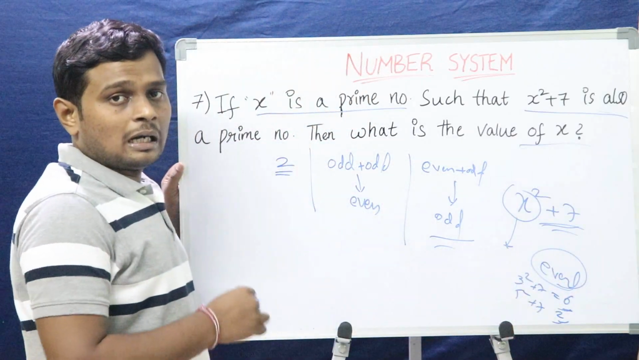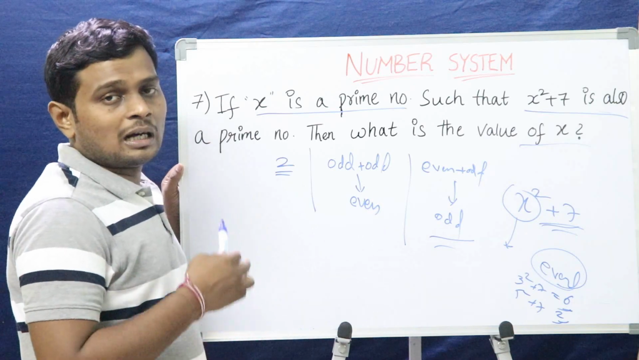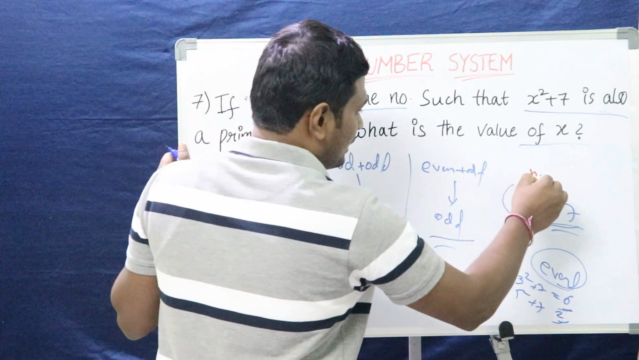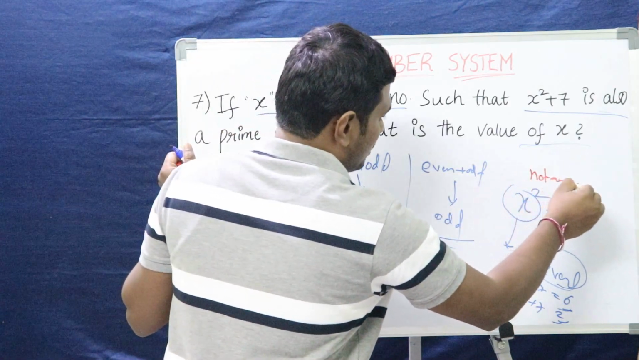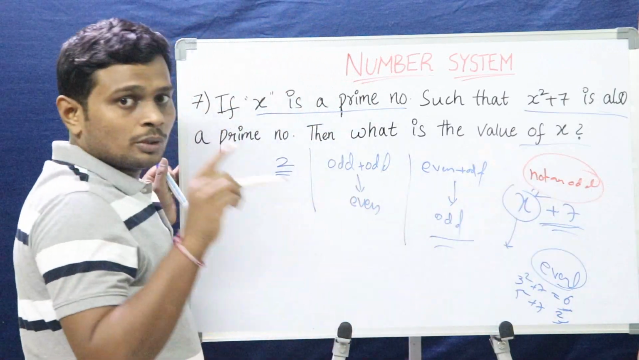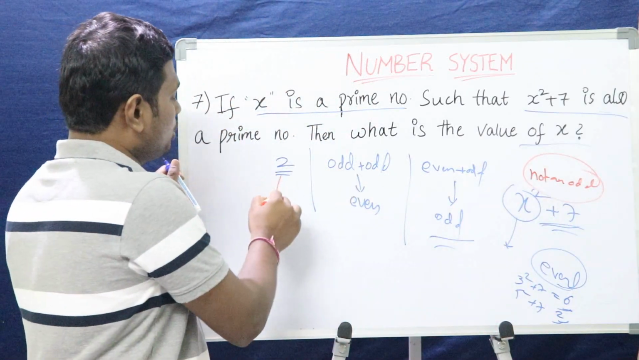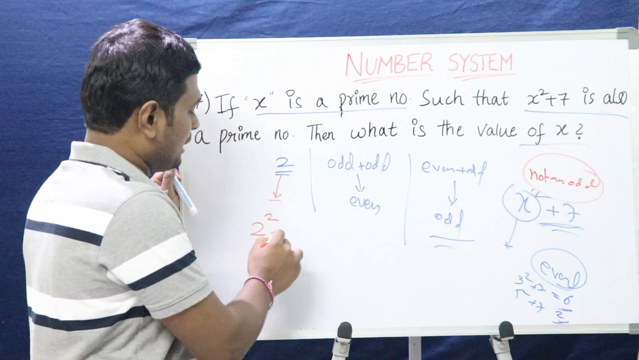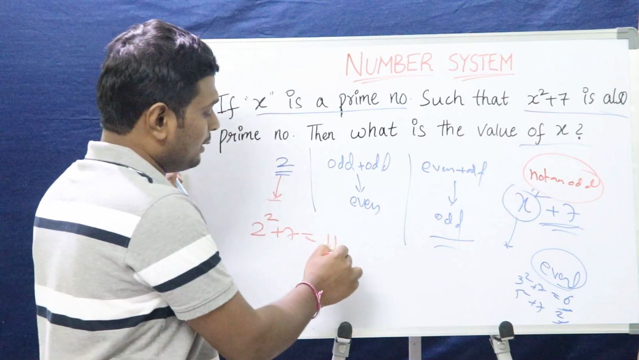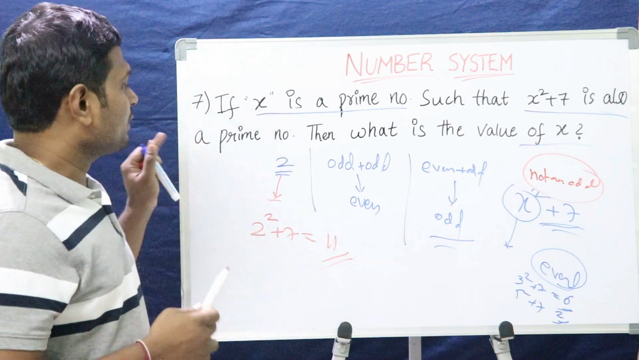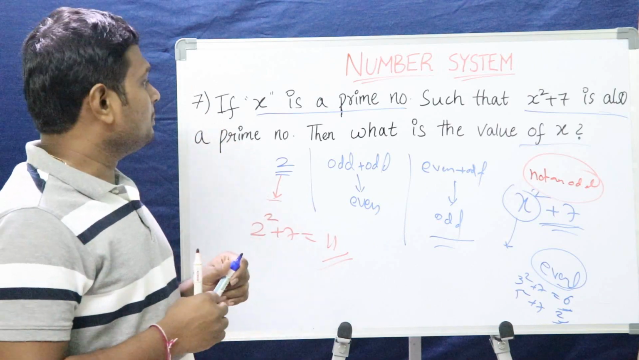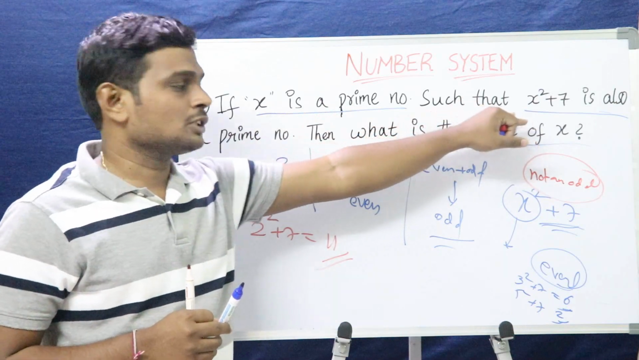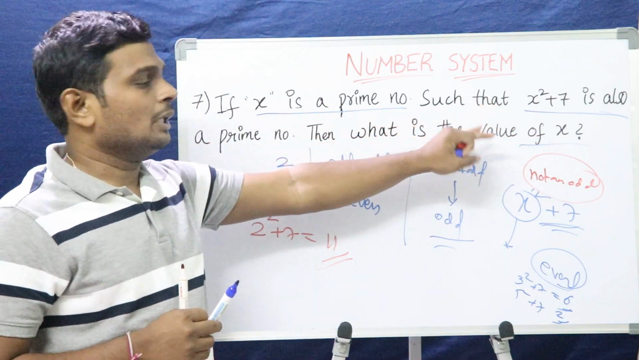We already know all the prime numbers except 2 are odd numbers. So we can rule out x being an odd number, and the only possible option is 2. X should be the even number. The only even prime number is 2. 2 square plus 7, what is the value? 4 plus 7, 11. 11 is a prime number. Right? I hope you understood the problem. We were given 2 statements: x is a prime number and x square plus 7 is also a prime number, and we were asked to solve the value of x.